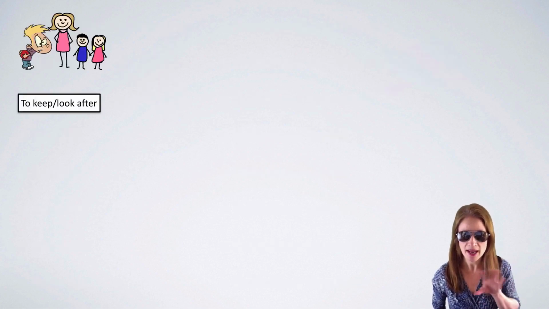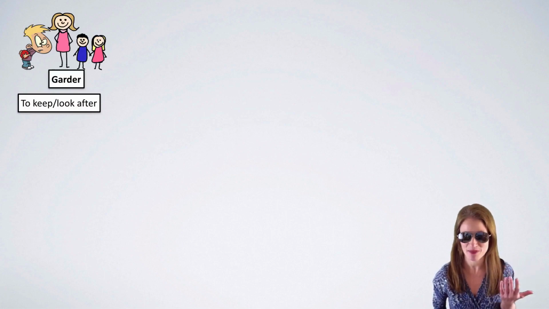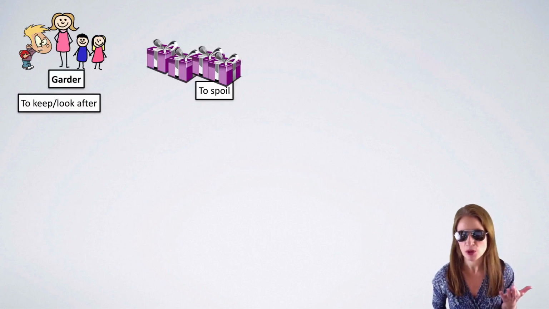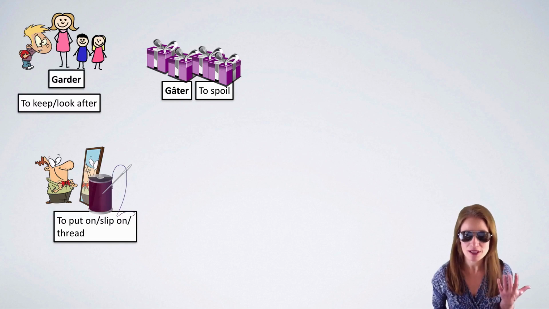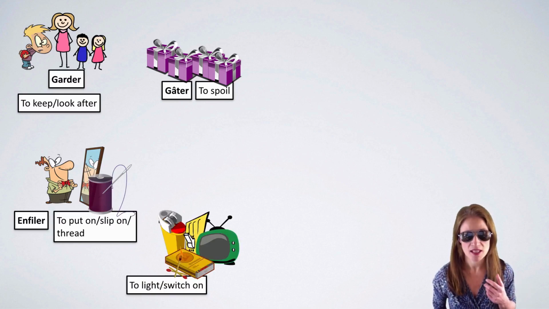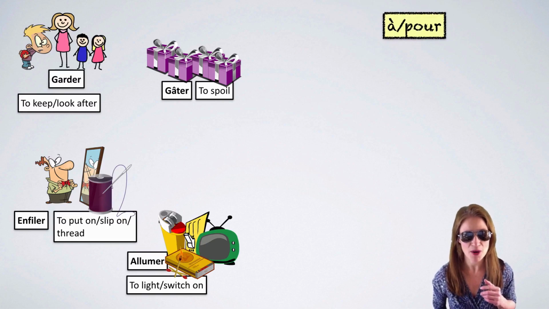We're going to just compare two different kinds of verb here. So if you remember, to keep or to look after is garder. To spoil, as in to give somebody too many things, gâter. To put on, to slip on, to thread, enfiler. To light or to switch on, allumer. We have, though, verbs that are sometimes followed by another word.